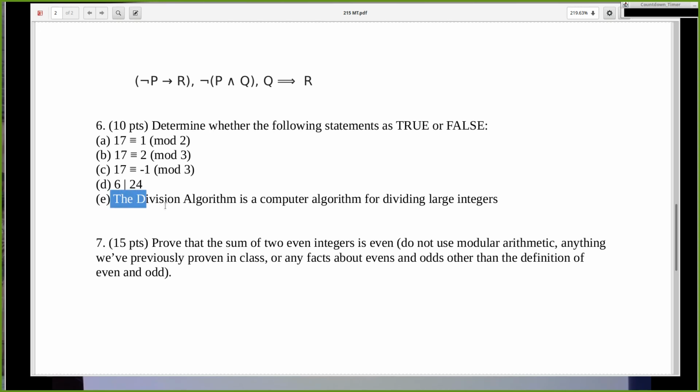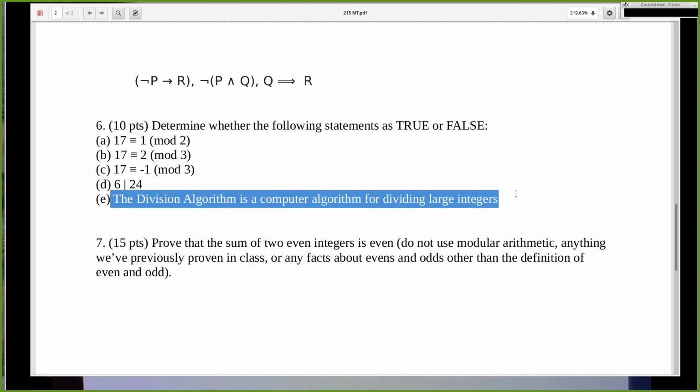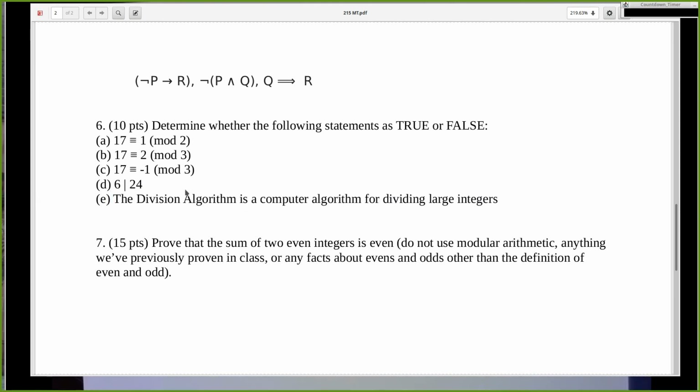And then, the division algorithm is a computer algorithm for dividing large integers. No, the division algorithm is a theorem stating that there's a unique integer r such that you can write m as a multiple of q plus r, where r is less than or equal to q minus 1 and bigger than or equal to 0, blah, blah, blah. It's a big, long theorem. It has nothing to do with an algorithm or with dividing large integers. So this one is false, but these other statements are all true.